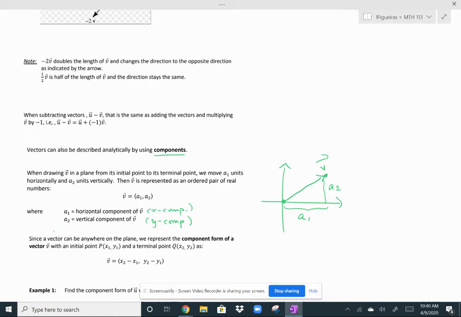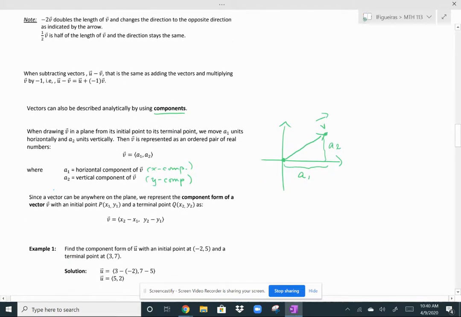All right, but how do you figure those out? Well, there'll be more than one way to figure those out. So one way is if you know the initial point, and I'll call it point P, and if you know the terminal point, and we'll call it point Q, if point P has coordinates x sub 1, y sub 1, and point Q has coordinates x sub 2, y sub 2, then the x component, or the horizontal component, would be the difference of x sub 2 minus x sub 1.